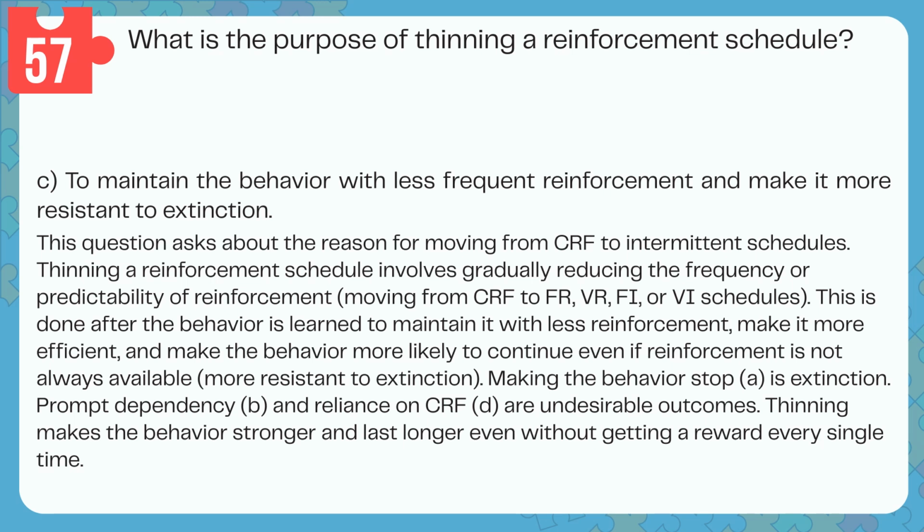Making the behavior stop, A, is extinction. Prompt dependency, B, and reliance on CRF, D, are undesirable outcomes. Thinning makes the behavior stronger and last longer even without getting a reward every single time.